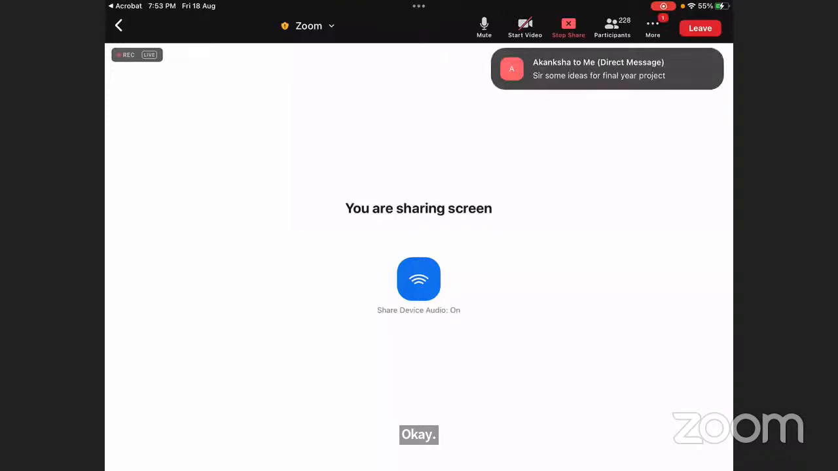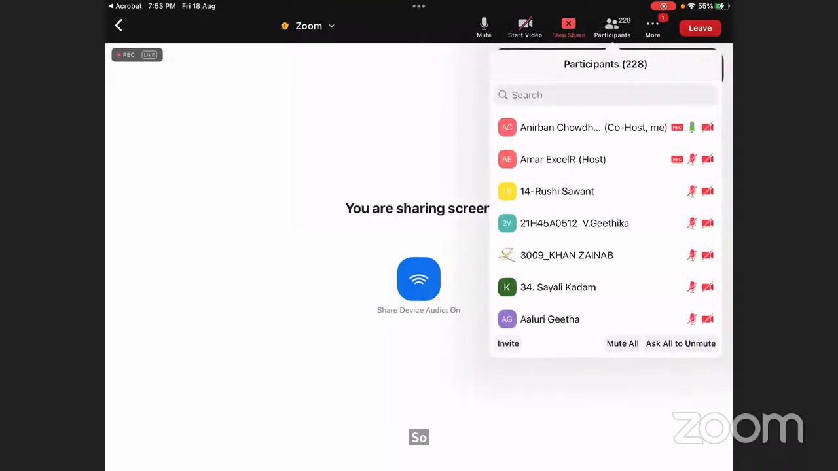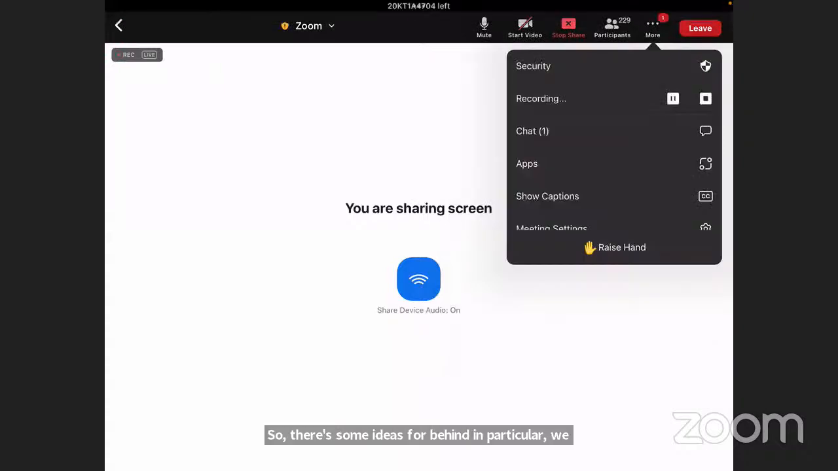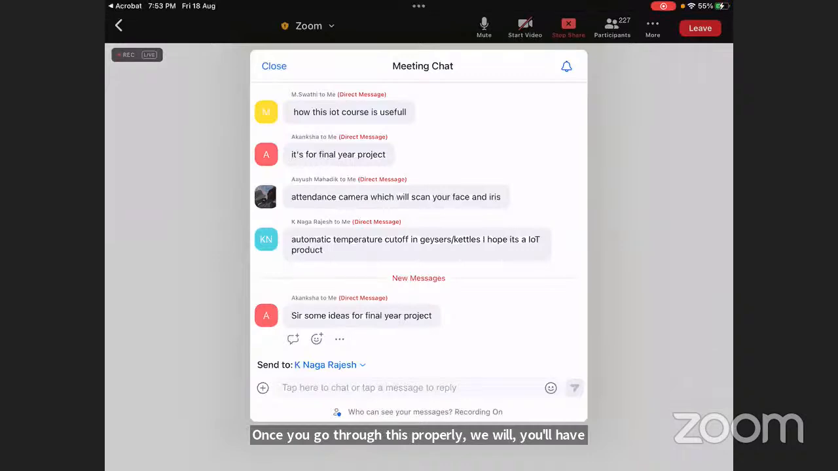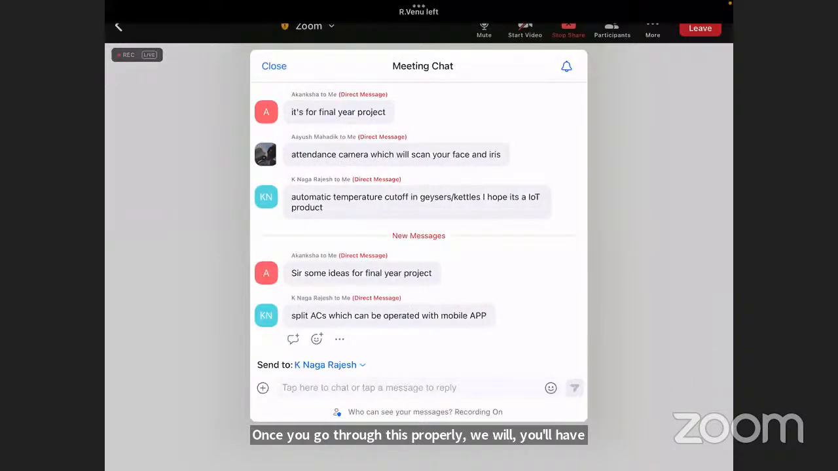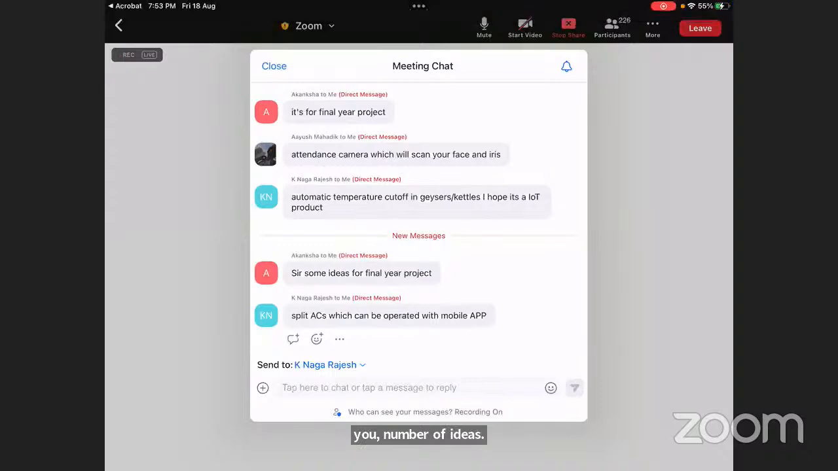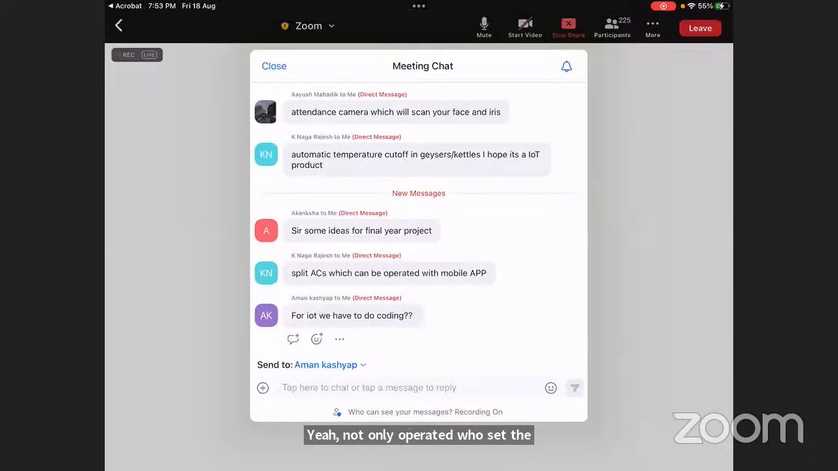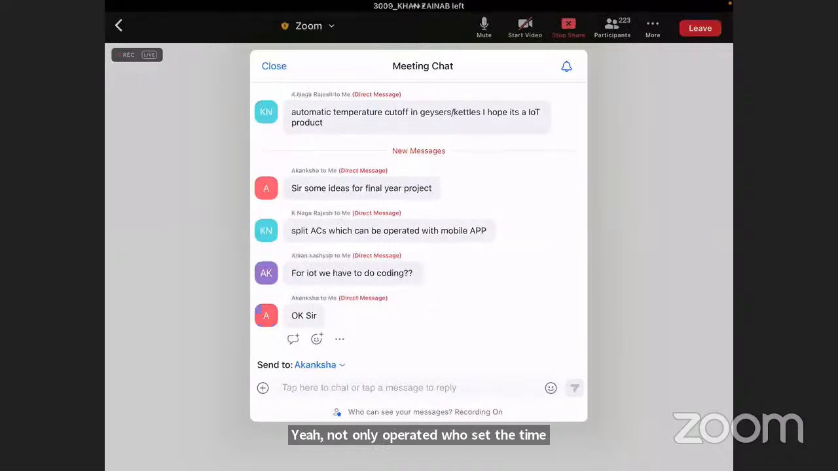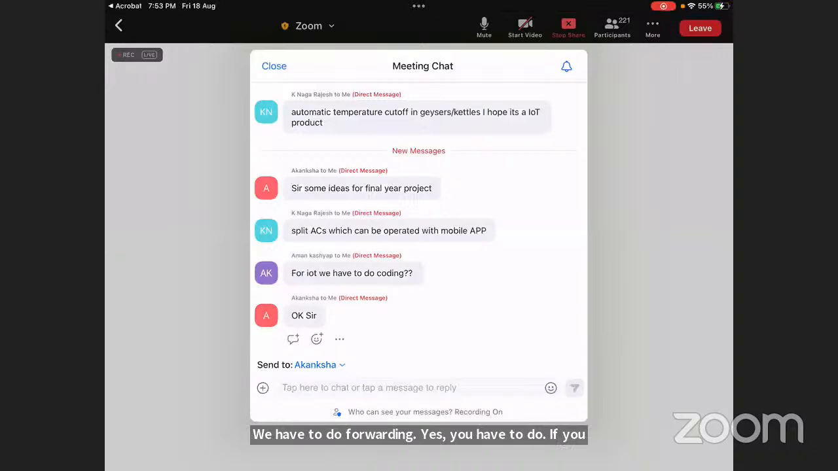So, some ideas for the final project. Yeah, we'll discuss that. Once you go through this properly, you'll have a huge number of ideas. Don't worry. Not only operate it, you will set the time when it will be switched on and when it will be switched off. For IoT, do we have to do coding? Yes, you have to do coding.